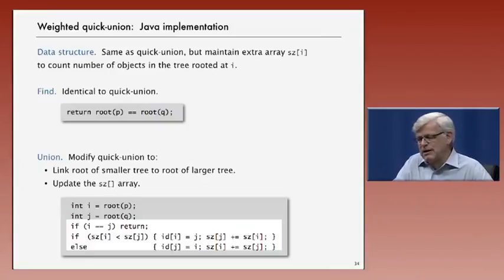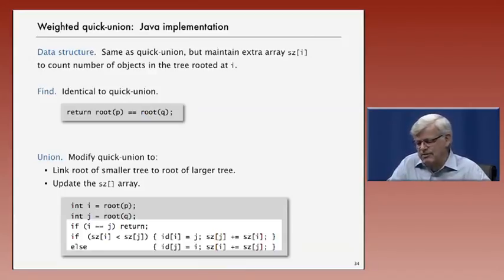Let's look at the Java implementation, and then we'll look in more detail at that quantitative information. So we use the same data structure, except now we need an extra array that for each item gives the number of objects in the tree rooted at that item, that we'll maintain in the union operation. Find implementation is identical to quick union. You're just checking whether the roots are equal. For the union implementation, we're going to modify the code to check the sizes and link the root of the smaller tree to the root of the larger tree in each case.